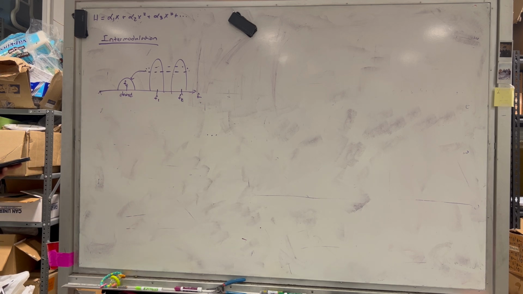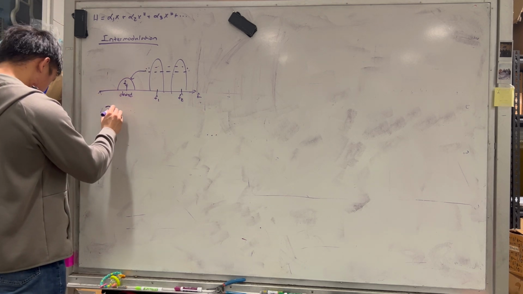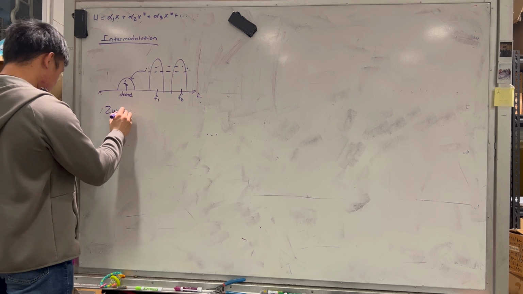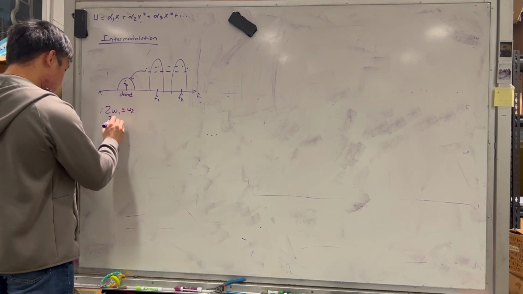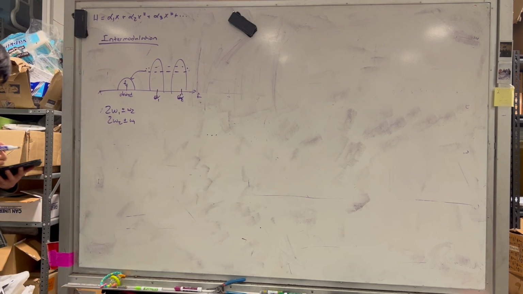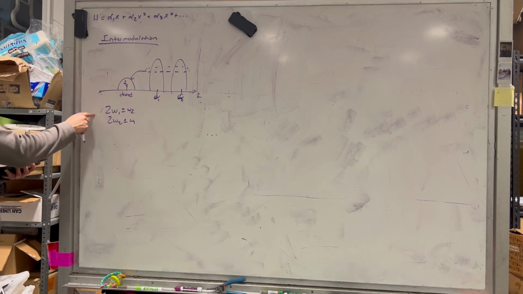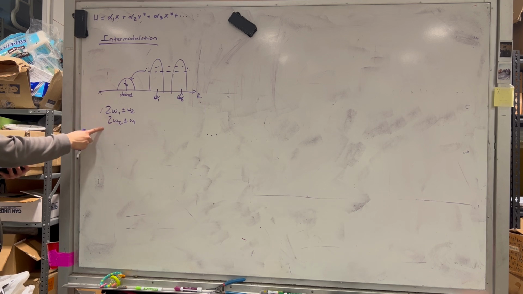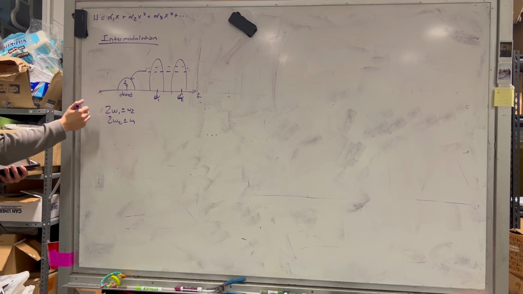So, we get, yeah, like I said, 2 omega 1 plus or minus omega 2, and 2 omega 2 plus or minus omega 1. Let's just call this omega for now, right? But if you think about it like this, which one would this likely be? Would it be 2 omega 1 minus omega 2, or 2 omega 2 minus omega 1? Probably be this one, right?